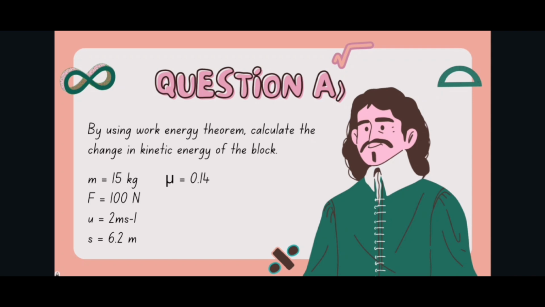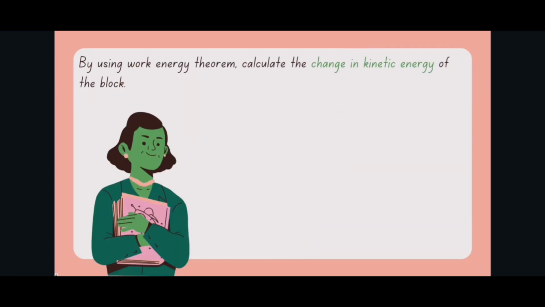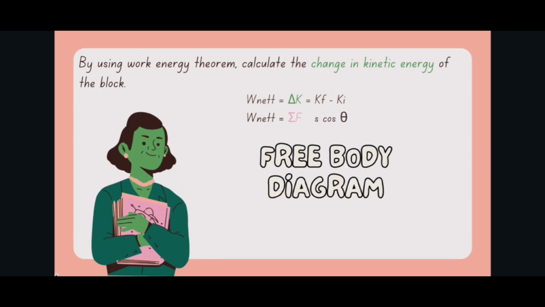And from the statement we have just read, we can gather all this information. So, we are required to calculate the change in kinetic energy, which is delta K. And the formula for delta K is final kinetic energy minus the initial kinetic energy. And we can rewrite the equation like this. Net work also has another equation that we could use. We could use the free body diagram to help us.